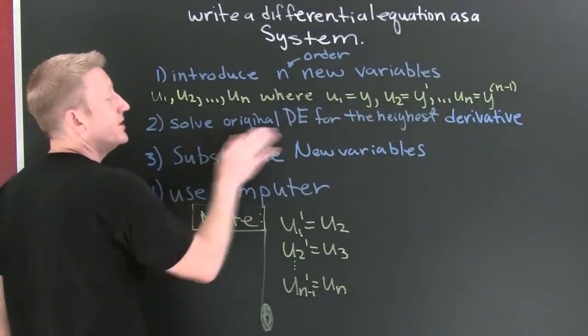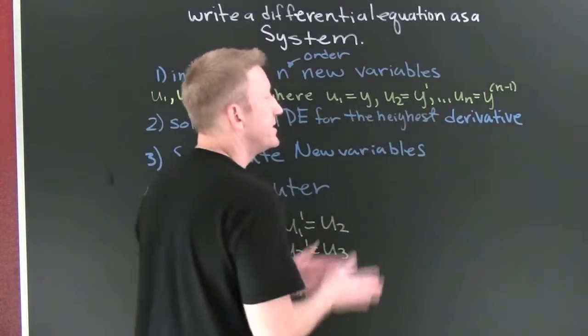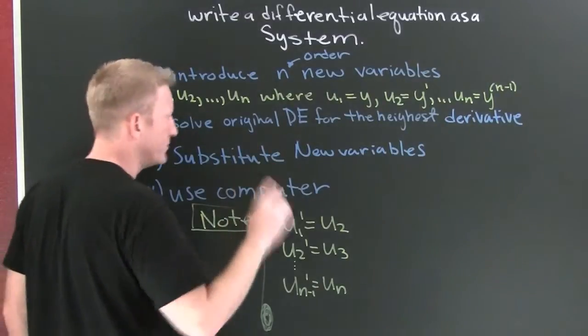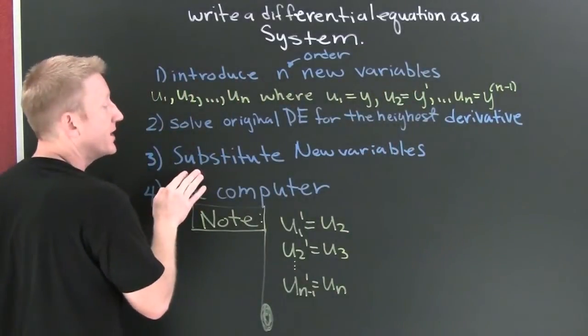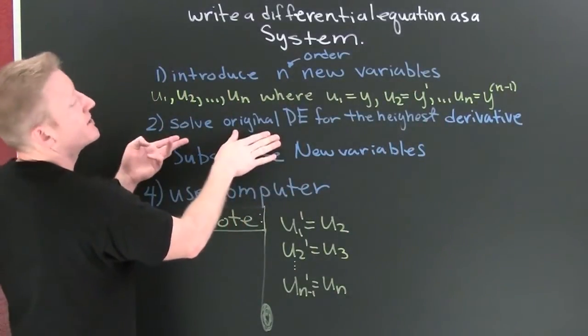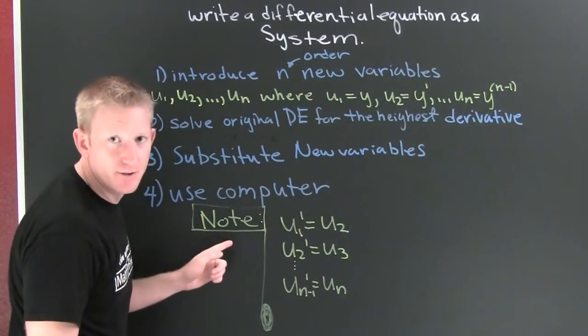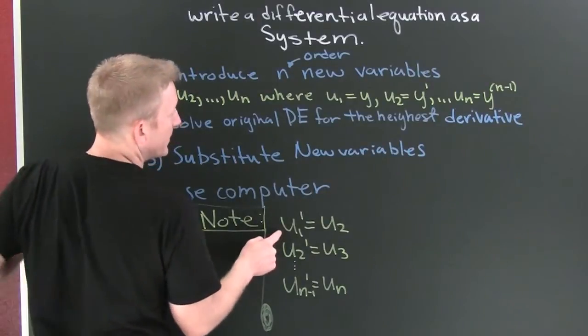Then you're going to solve the original DE for the highest derivative. Why? Because that'll be your u1. Oh no, it won't. All right, we'll see. Now we're going to substitute our new variables into this, and then we're going to use our computer. And down here I got a little note. What's this note say?